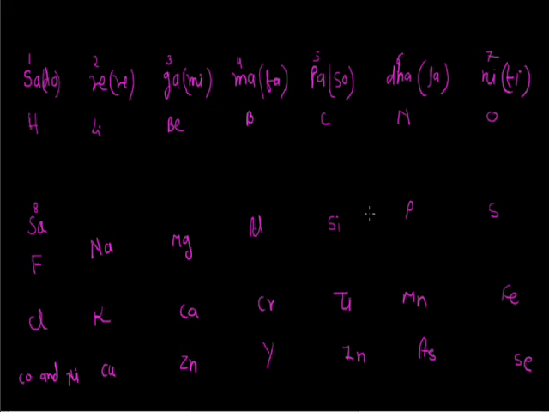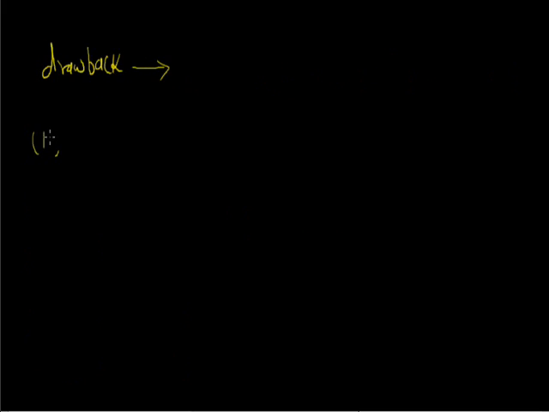But now we will discuss the drawbacks of Newland's octaves. The first drawback is that no space was left for the elements which were unknown at that time. And second, the law of octaves was found to be applicable only up to calcium. It was not applicable to elements with higher atomic masses.